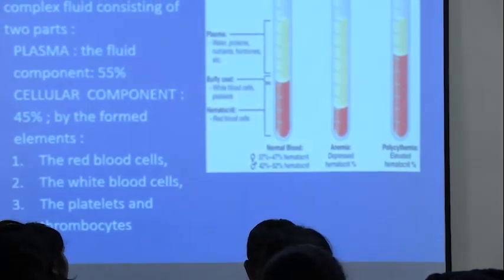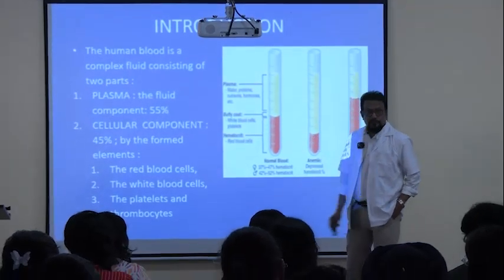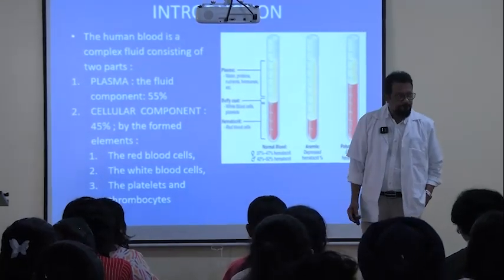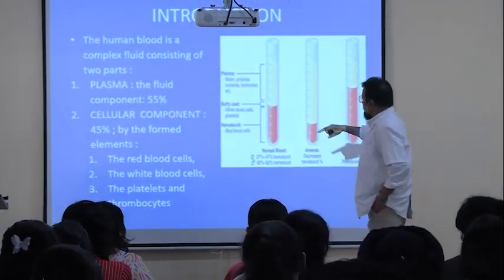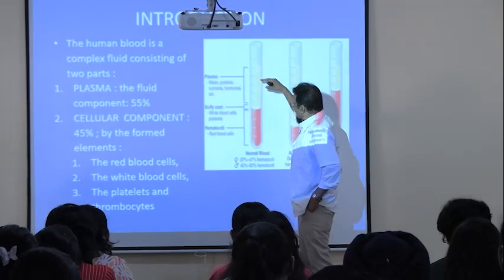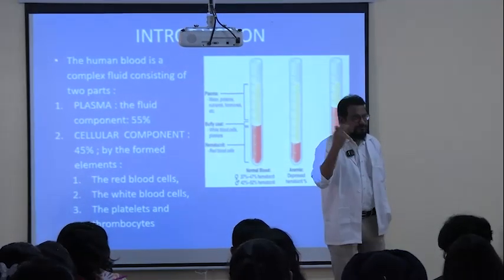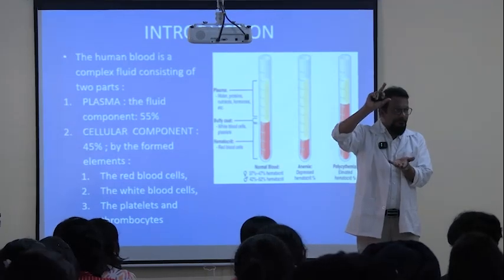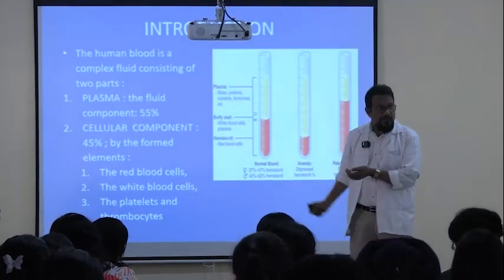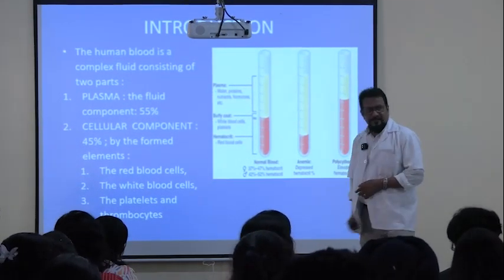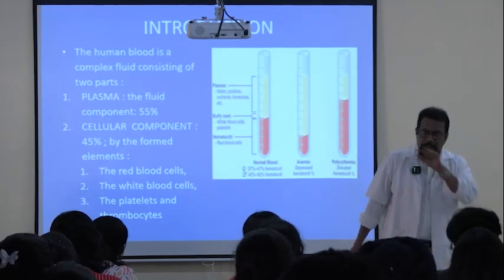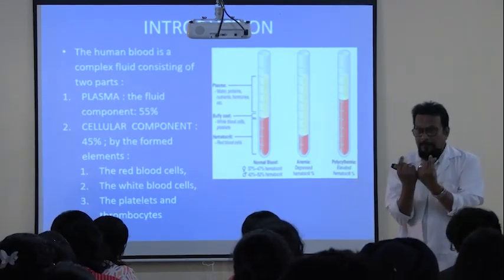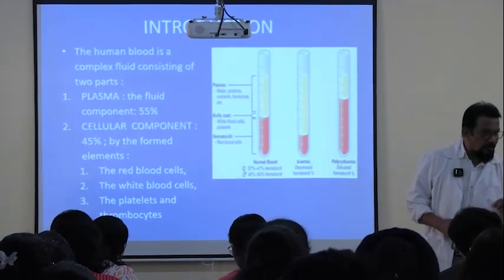Now the plasma proteins. We have learned this. This portion is the cellular portion. We have taken this mass of blood and then we centrifuged it. As a result, a clear supernatant is found. That is the plasma part, and at the bottom there is the cellular part. Okay, and in between there is a buffy coat, and this buffy coat contains what?